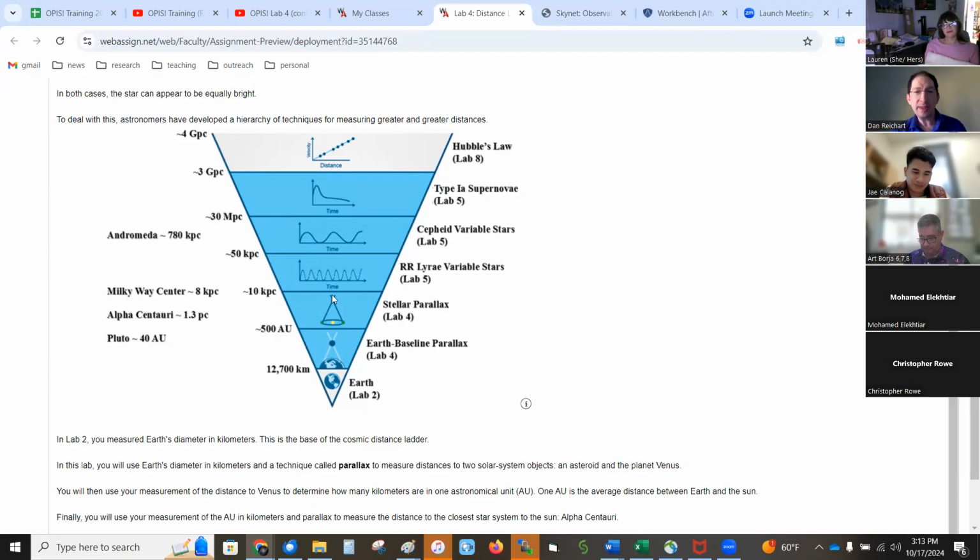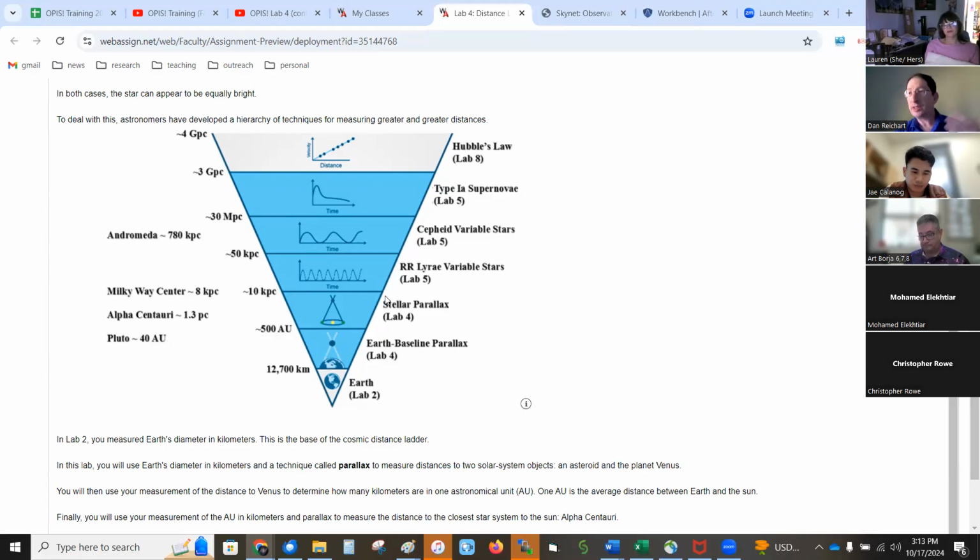But anyway, once we have Earth baseline parallax and we calibrate the AU, we can do stellar parallax from opposite sides of Earth's orbit. That gets us out to, with us, we just do Alpha Centauri, but with better instruments such as Gaia, you can get kind of halfway across the Milky Way. And then in lab 5, we go farther out. We start with RR Lyrae.